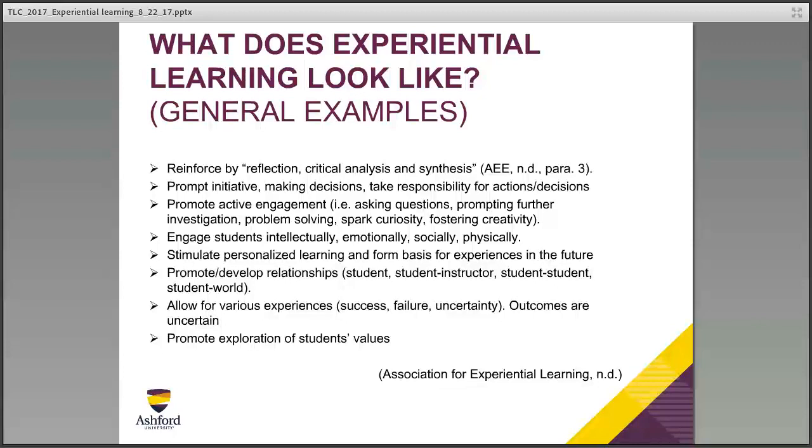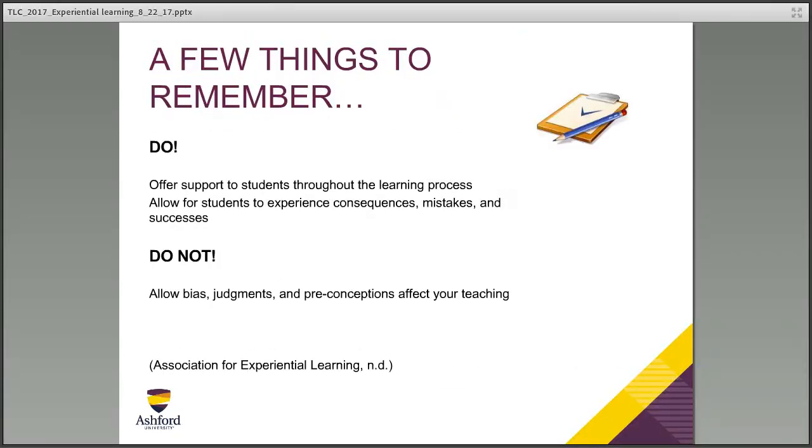And it is important that EL focuses on open outcomes, so outcomes are uncertain, and those may vary from student to student. So a student might have success with a certain assignment or feel success, and another student might feel that there are a lot of opportunities for improvement, and that is okay. Also, we can promote that students explore their own values. So again, these are just some general examples of what EL is.